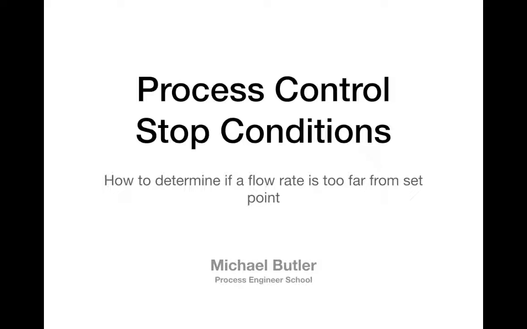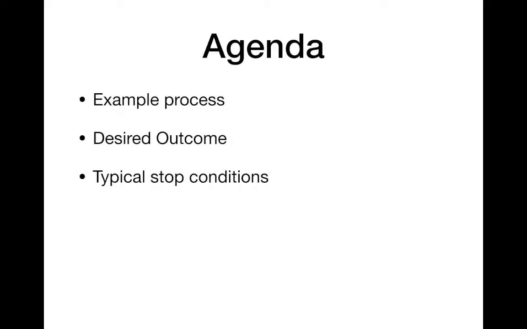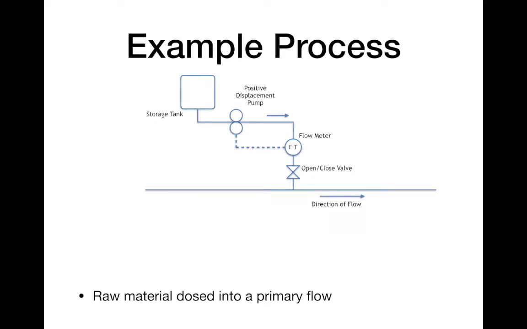Today we're talking about process control stop conditions and how to determine if your flow rate is too far from set point. So first we're going to go through an example process. We're going to go through a process flow diagram. Next we're going to go through the desired outcome in terms of what the product that you're trying to make is and what happens if you do it wrong. And lastly, we'll spend most of the time going through typical stop conditions.